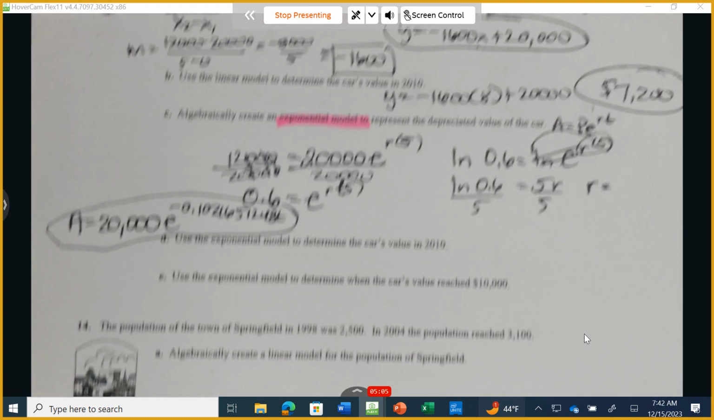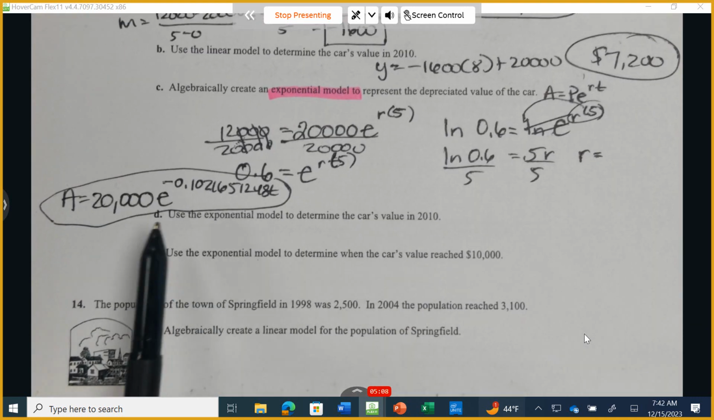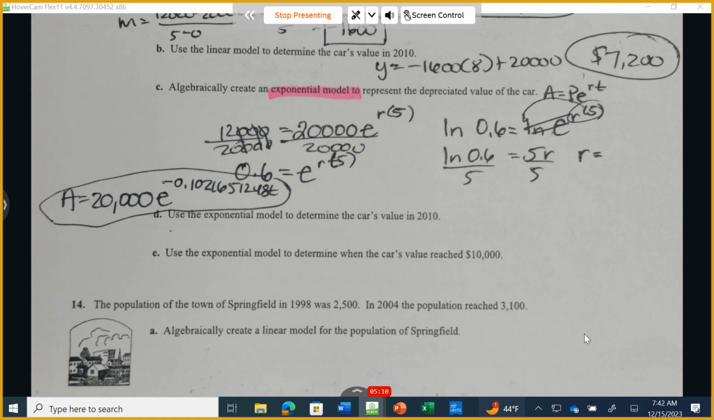With your partner, please use that equation, and I want you to answer part D. You have 30 seconds to begin.